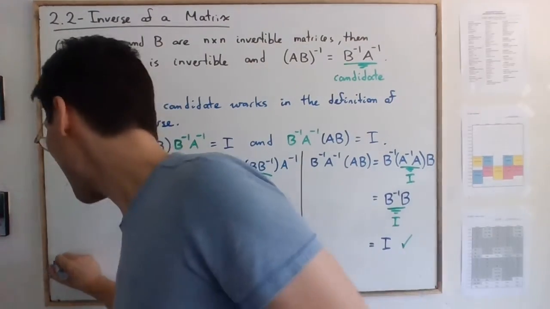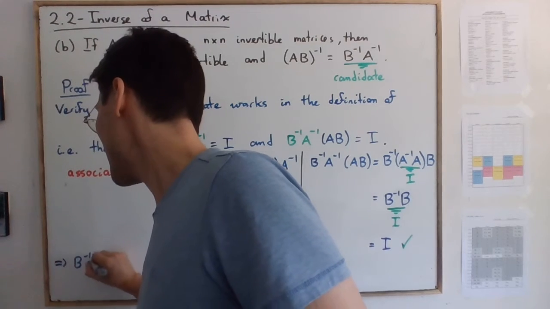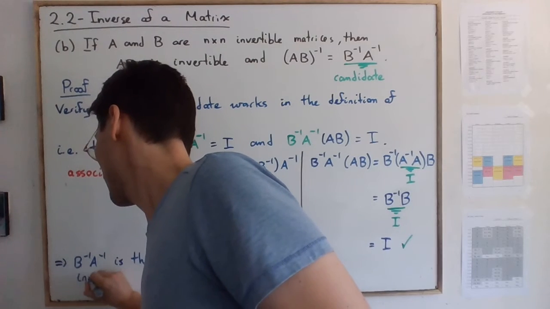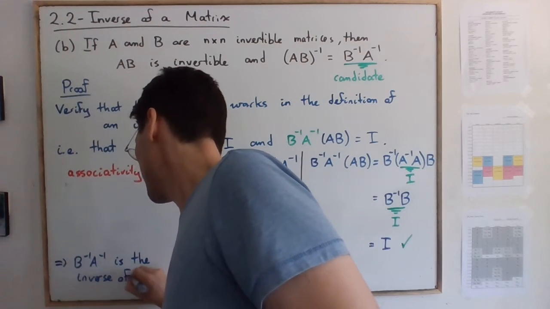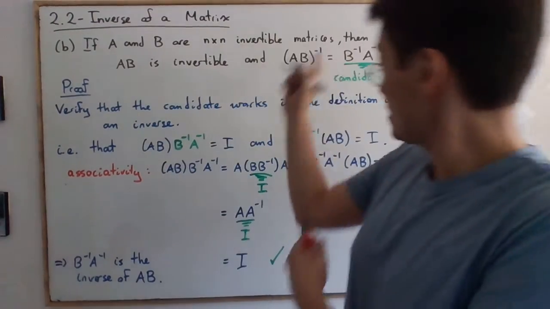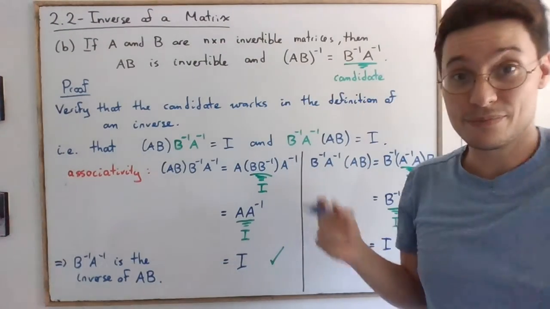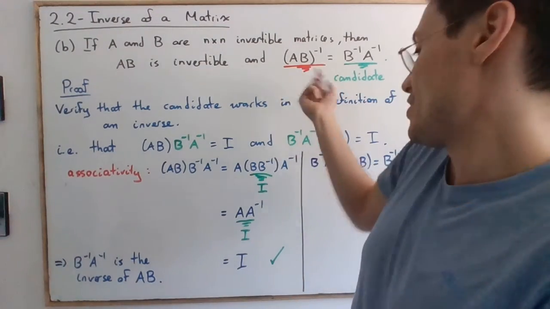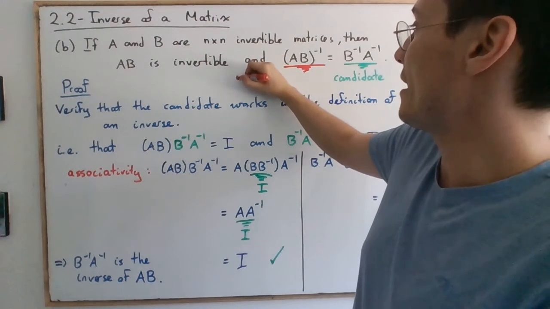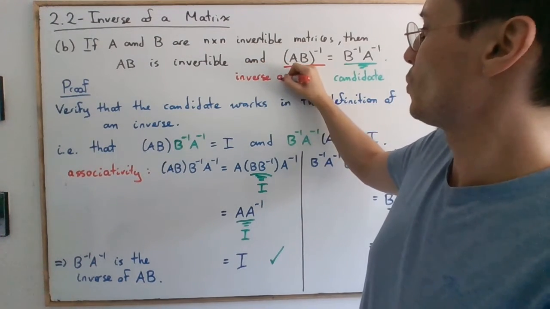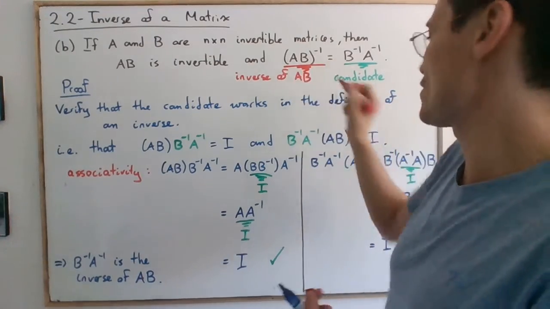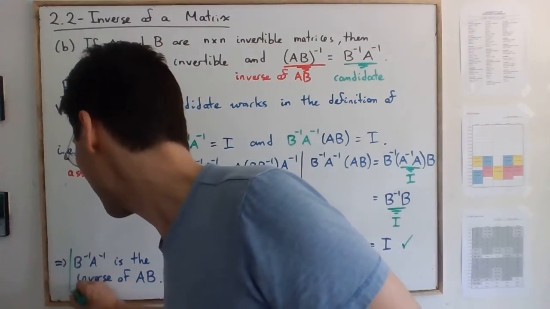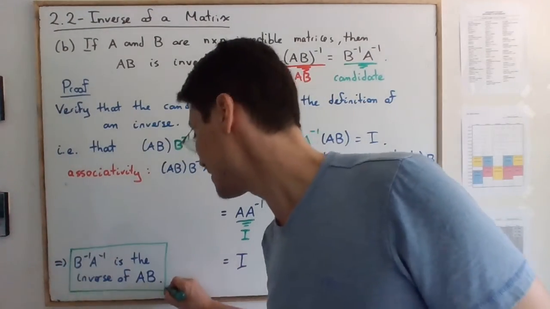You succeeded in proving that B minus 1, A minus 1 is the inverse of A times B, which is really what this formula tells, right? So just to specify, this is the inverse of AB. Like in English, that's what this notation means. So we proved that B minus 1, A minus 1 is indeed the inverse of AB.